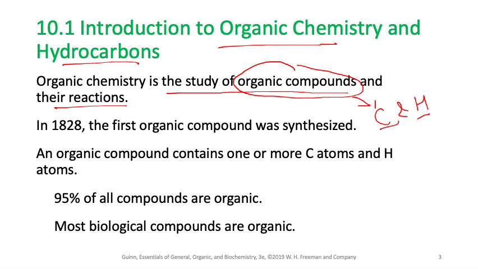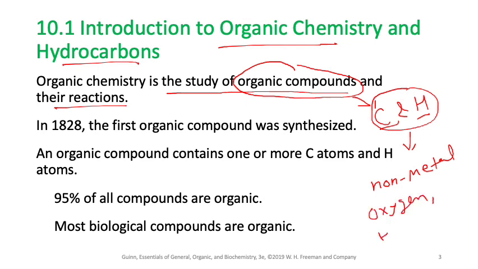But sometimes these organic compounds also contain, besides carbon and hydrogen, which is the requirement, some non-metals in there, like oxygen or halogens, along with the carbon and hydrogen. We're going to talk about all this in the next chapter, but right now just focusing on the organic compound, which is a carbon and hydrogen containing compound.